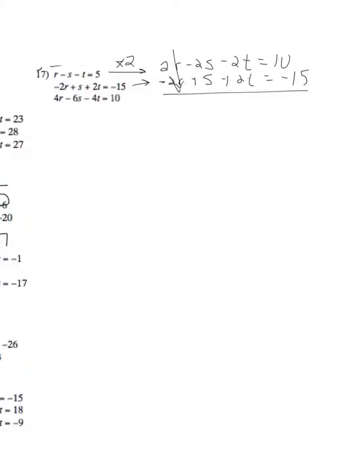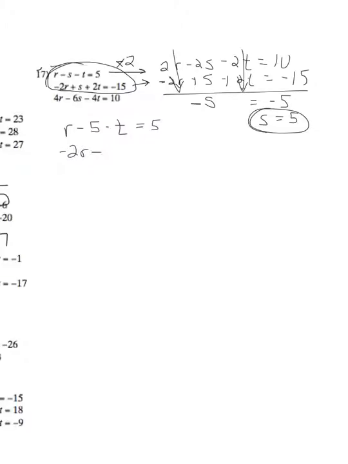Okay, adding those up, those make 0. These make negative s. These make 0. And adding these up, we get negative 5. So there's one of the answers, s equals 5. Well, if we already have a variable solved here, I'm just going to put that back in these two and see what we've got again. So if s is 5, that's really r minus 5 minus t equals 5. And if s is 5 here, that's really negative 2r plus 5 plus 2t equals negative 15.